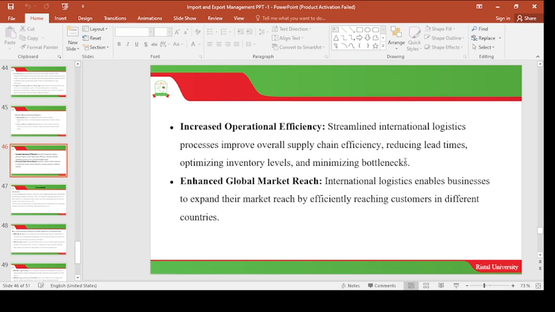So it enhances global market reach. International logistics enables businesses to expand their market reach by efficiently reaching customers in different countries. I talked earlier about how international logistics facilitates the movement of goods across borders, so goods will reach every center. For example, here in Juba, we are using computers, and these computers are not manufactured here in Juba, or in Kampala, Uganda, or Kenya. They came from far away, from China. Others come from the US. This is the job of international logistics. It has opened the market for the companies producing these computers. For example, HP has opened its global market reach.